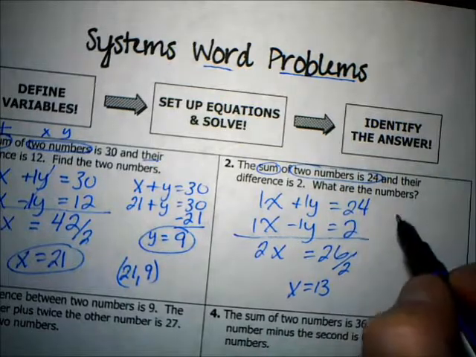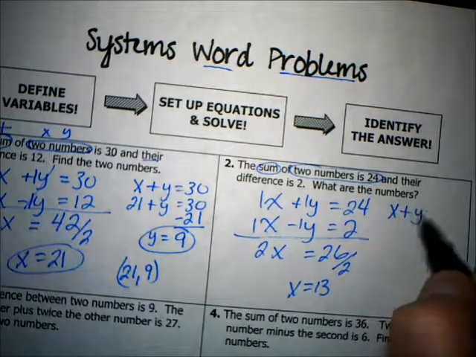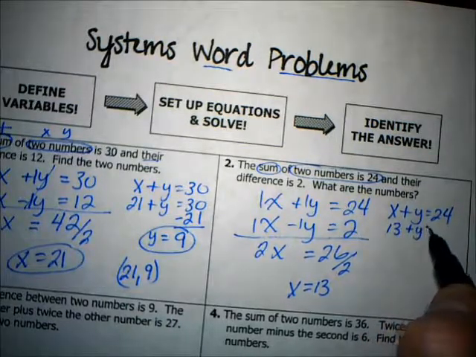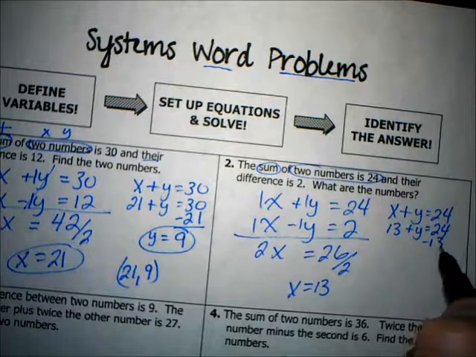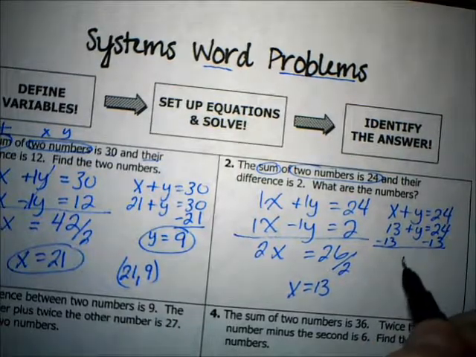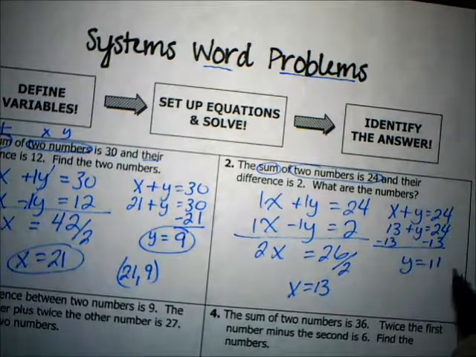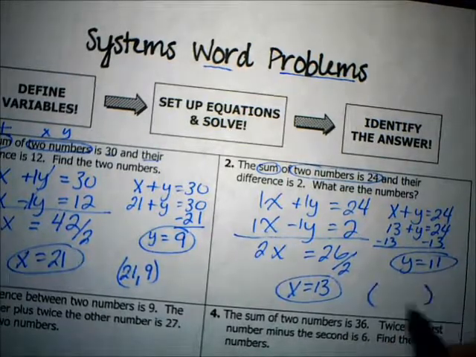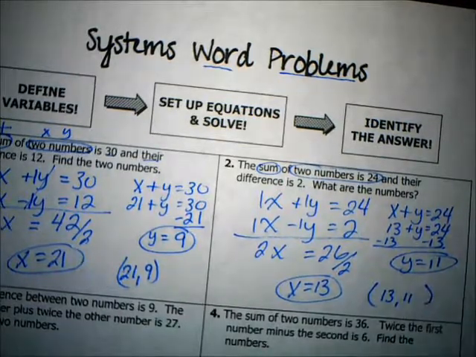Take it, plug it back in. The x was 13. So if I subtract the 13, I find that y is, I believe, 11. So my two numbers are 13 and 11.